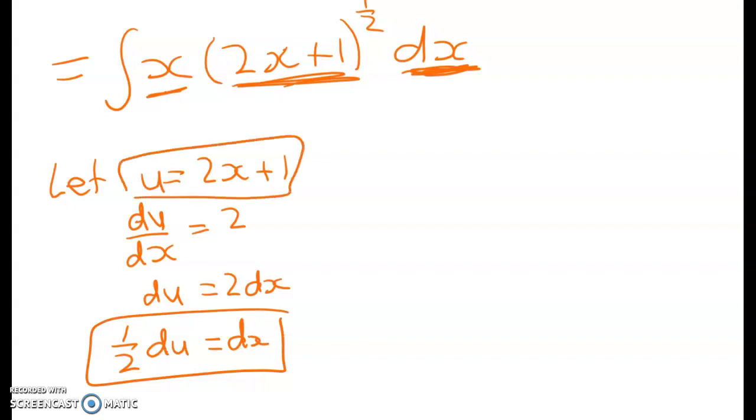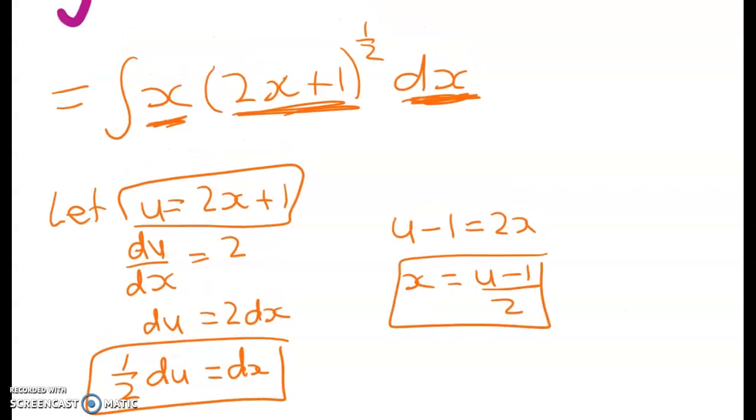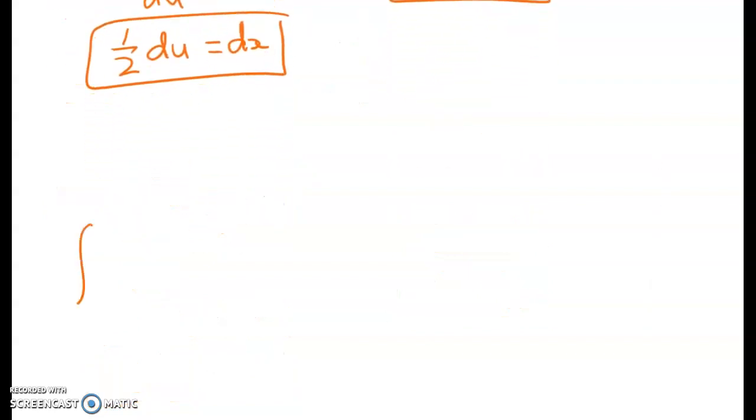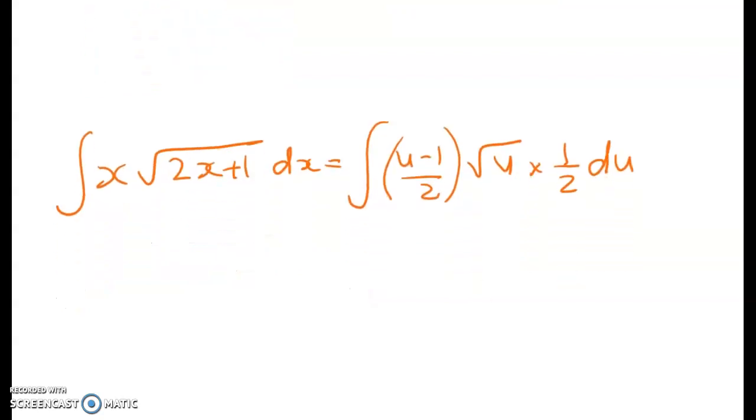The last thing we need to do is to figure out what x is. So u minus 1 is equal to 2x. x is equal to u minus 1 over 2. We don't have any limits. So we're good to go now. We can start substituting. So let's do that down here. So we've got to clean this up a wee bit.